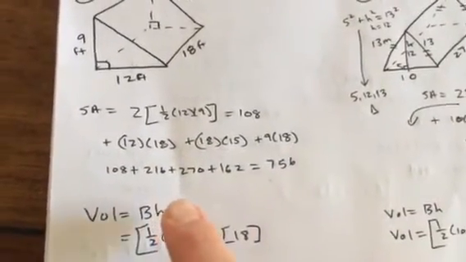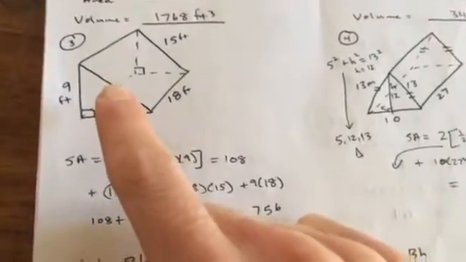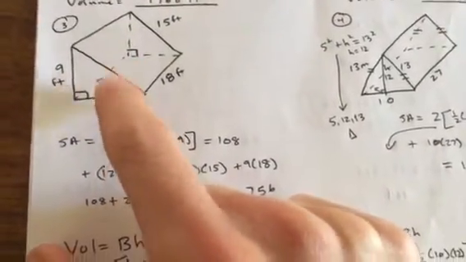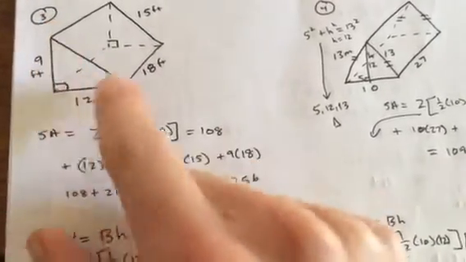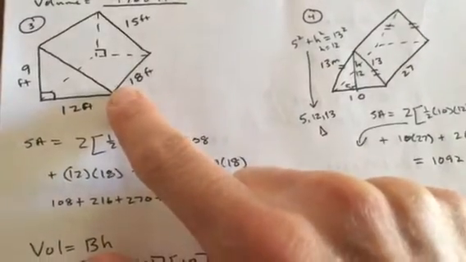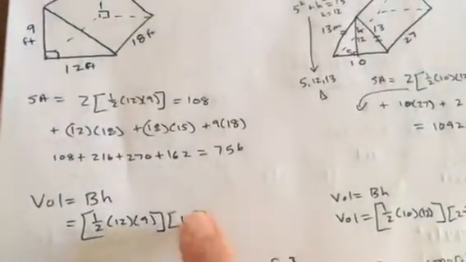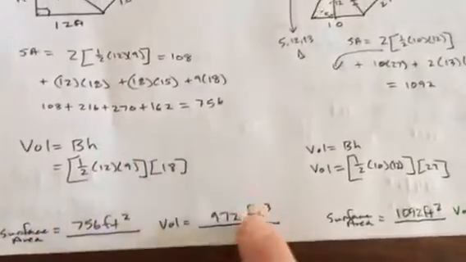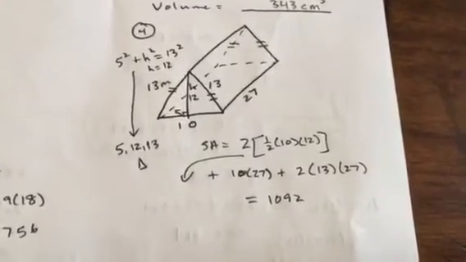Volume for any prism is area of the base times height. The base of a triangular prism is a triangle, so you do 1/2 base times height, that's the area of the base, times the actual height of the prism. It goes from base to base, triangle to triangle. That distance is 18, that's why an 18 is out there. That volume is 972.